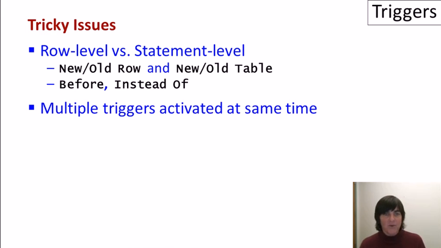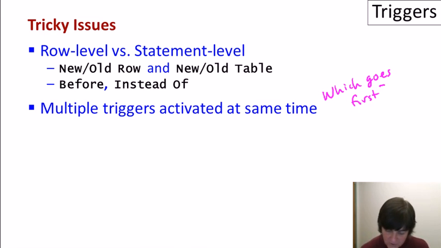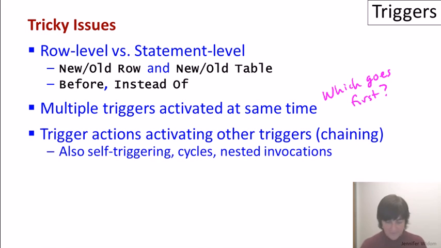Secondly, we can have multiple triggers activated at the same time. It's pretty simple. What if I declare two separate triggers that are activated by deletes, say, on a particular table? Then we have to ask which one is going to go first, and maybe the behavior will differ depending on which one goes first. So that's something that needs to be thought about when one defines triggers and understands how they're going to behave when the database is modified.